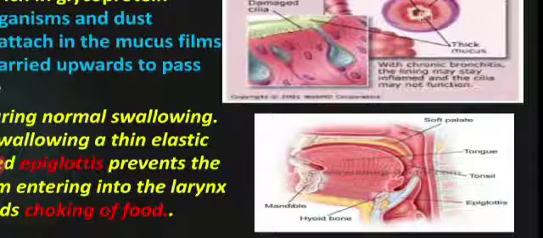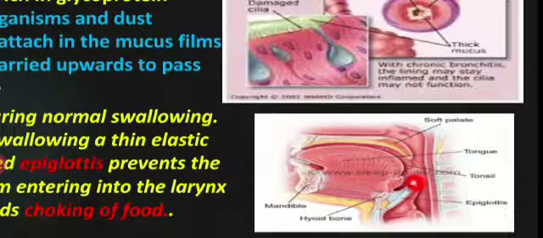Okay, so you have to see that during the normal swallowing time. Swallowing is how we swallow our food, right? So during normal swallowing, engulfing the food particles from the mouth region to the stomach region, swallowing the food molecules, a thin elastic flap.